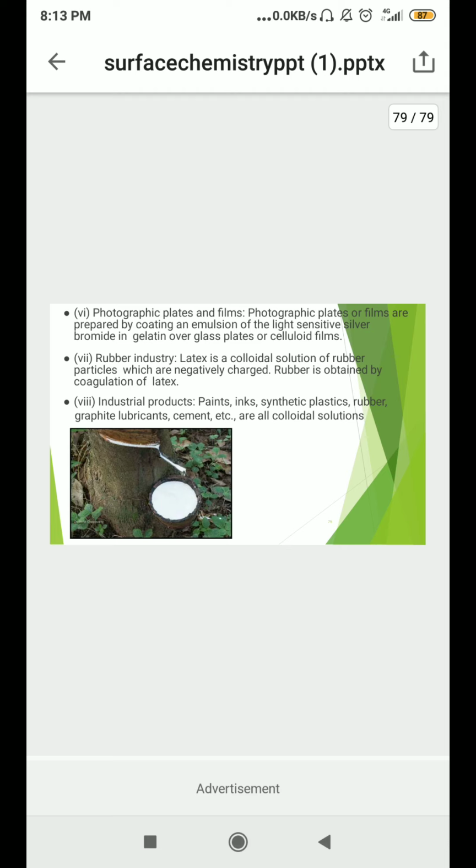I hope I have been able to cover most of the topics of surface chemistry. In case you have any doubt, children, you can write down in the comment section. I think I have covered the maximum I had to cover in surface chemistry, the major topics which come up in your board exam or the competitive exam, and these slides are very important for you. So just go through this whole video and all the slides.